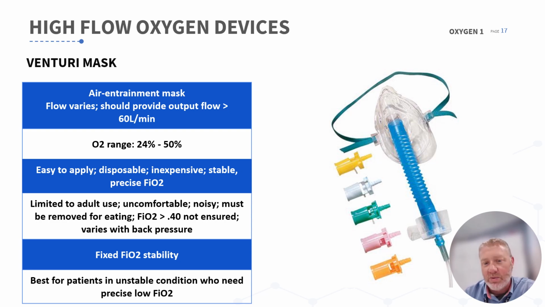So if this green one was 28%, but their SAT was 87%, we need a little more oxygen. We'll go check the adapters, go up to the next one, which would be 31%. I think that one's usually blue, but they're different based on different manufacturers. And switch out the entire adapter to adjust the FiO2. And then make sure that you have the flow setting set to whatever that new adapter says.